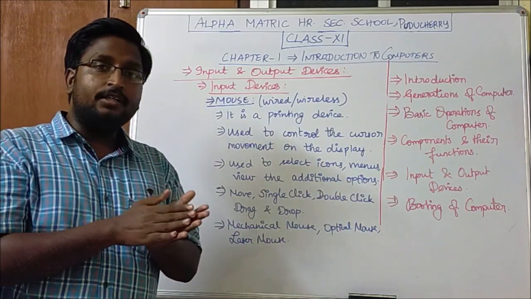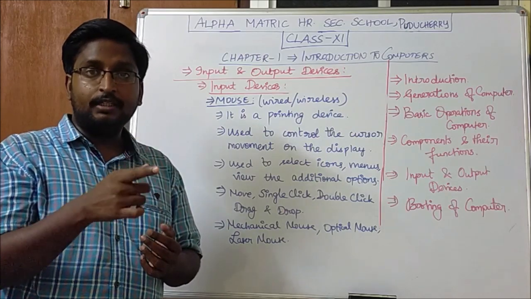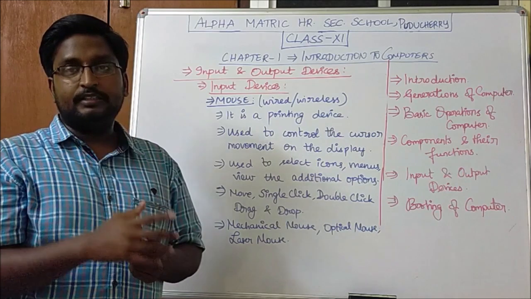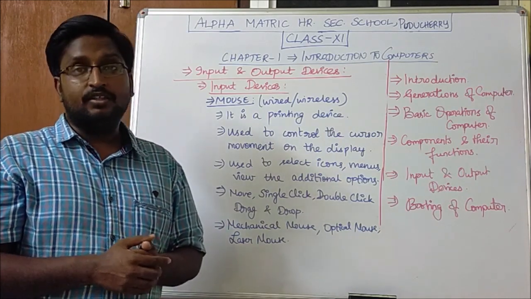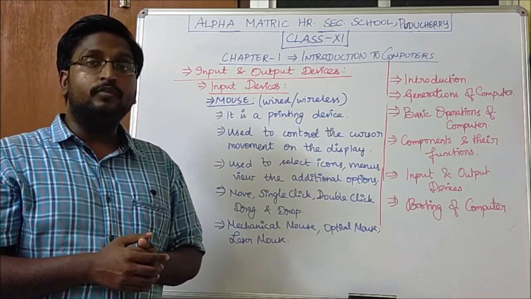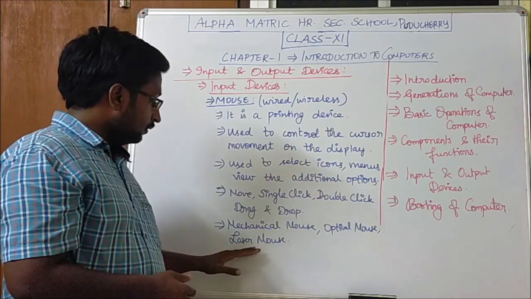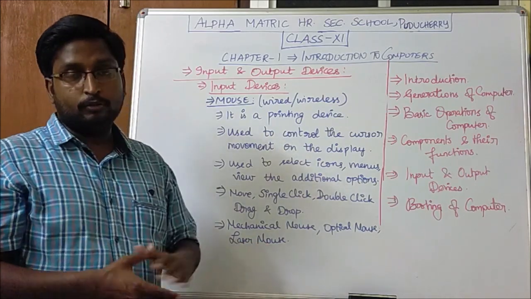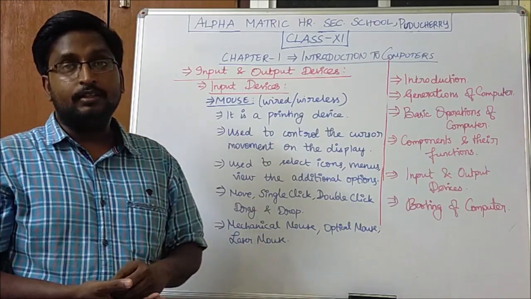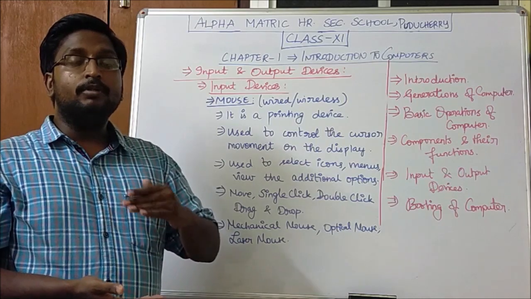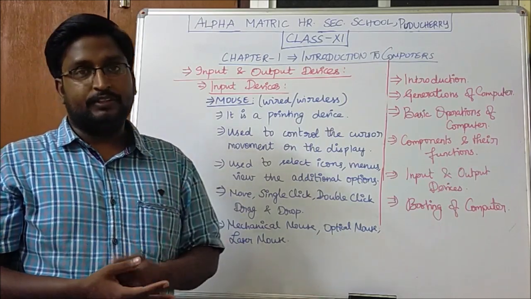So a light is used as a source to identify the motion of the pointer. There also they found some difficulties because the intensity of the light is less, so they could not work with the optical mouse on a hard surface. Then they found the laser mouse, where they use laser light instead of ordinary light. The laser light can work on any hard surface.